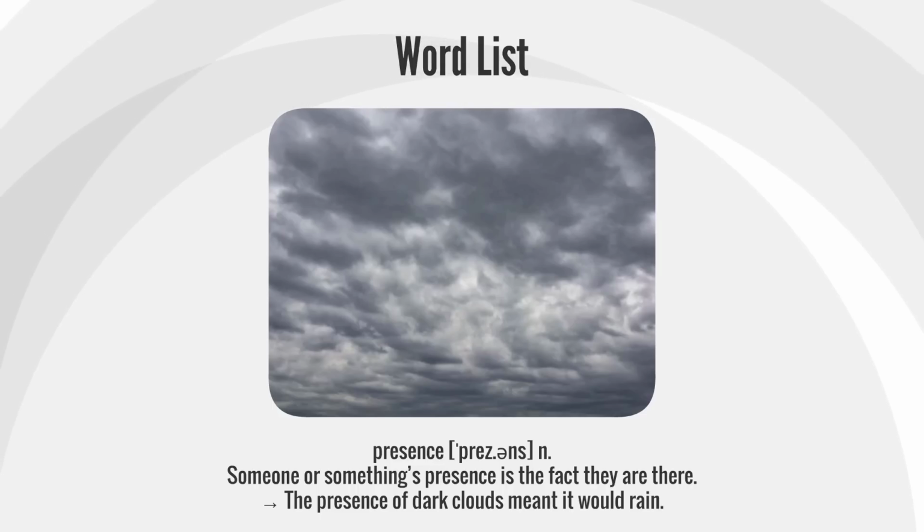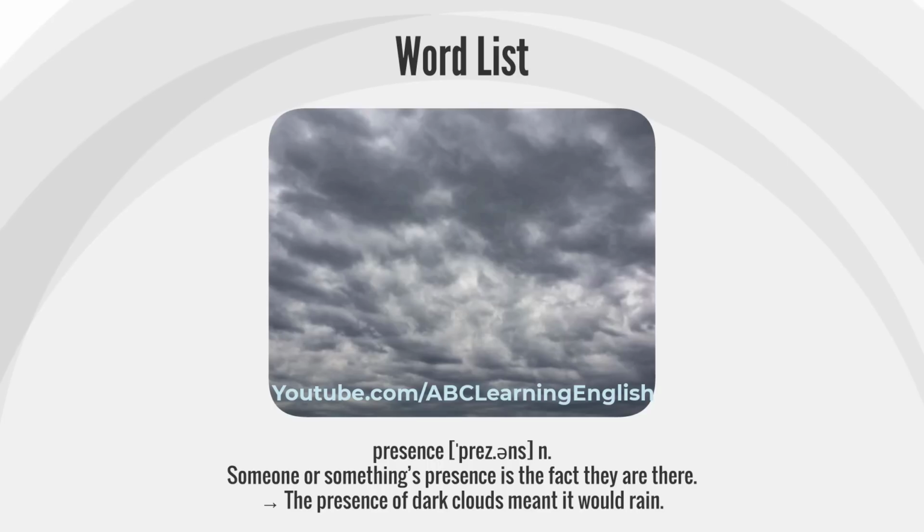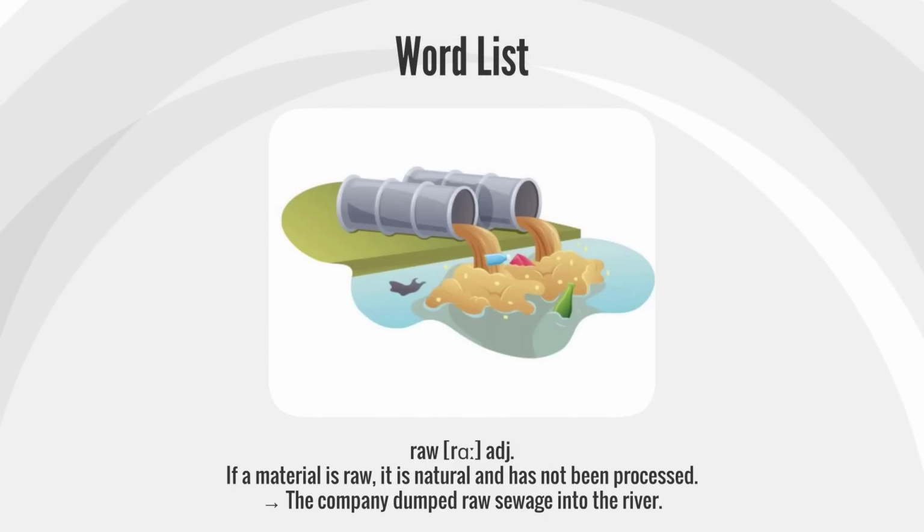Presence. Someone or something's presence is the fact they are there. The presence of dark clouds meant it would rain. Raw. If a material is raw, it is natural and has not been processed. The company dumped raw sewage into the river.